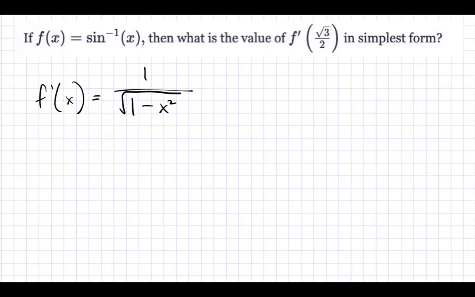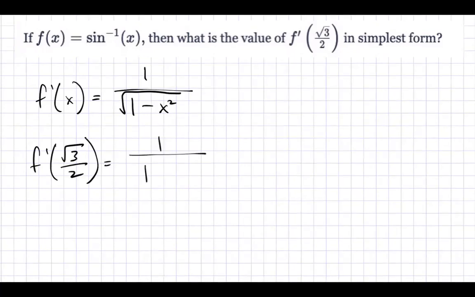Okay. And then what do I have to do then? They want it at square root of 3 over 2, right? That's the ratio. So they want us to find it at root 3 over 2. So I'm going to plug that in now. Okay, so we get a 1 on top. Now when I reduce this guy right here, root 3 over 2 squared, I square the top and I square the bottom. 3 over 4. Okay.